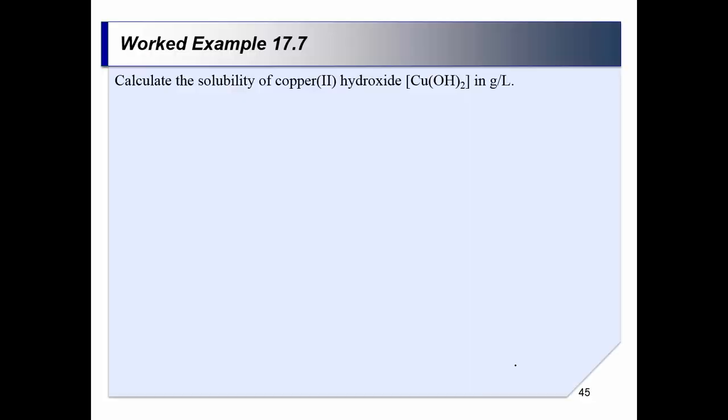So if we're going to calculate the solubility of copper hydroxide in grams per liter, again, we're going to refer back to that big table, and that table is on page 739 of your textbook. So I'm looking for copper 2 hydroxide. Copper 2 hydroxide is listed with a KSP equal to 2.2 times 10 to the negative 20. Now, copper hydroxide will break up like this. We will end up with copper 2, aqueous, plus 2 hydroxide.